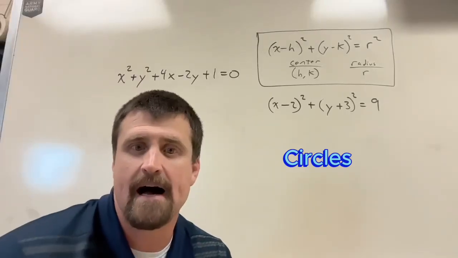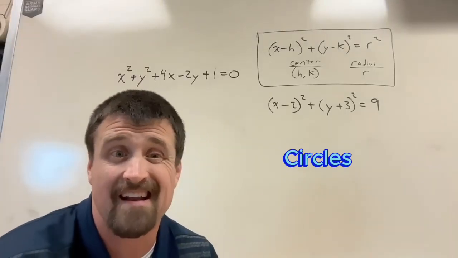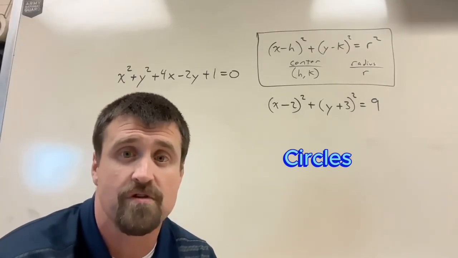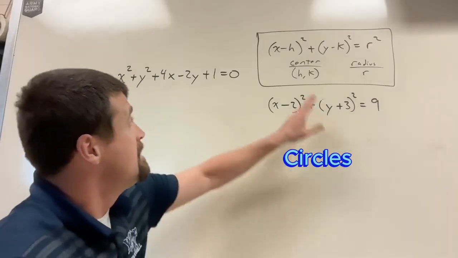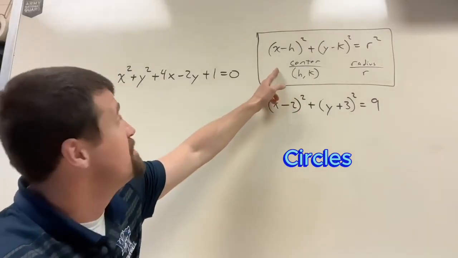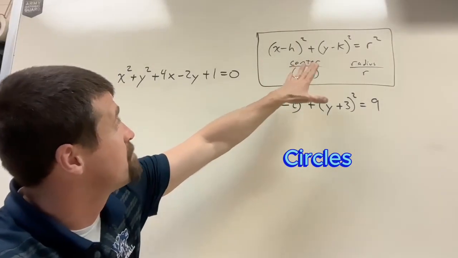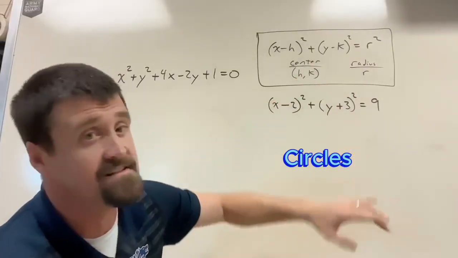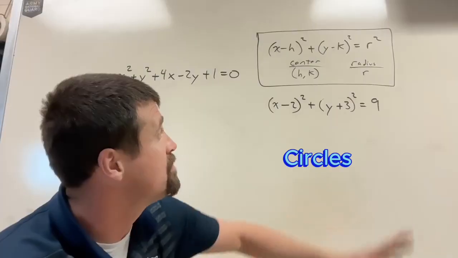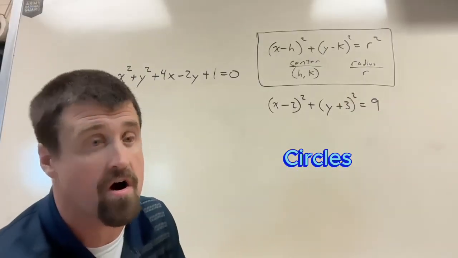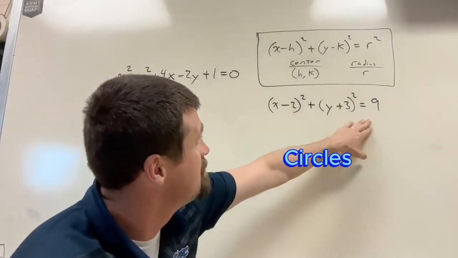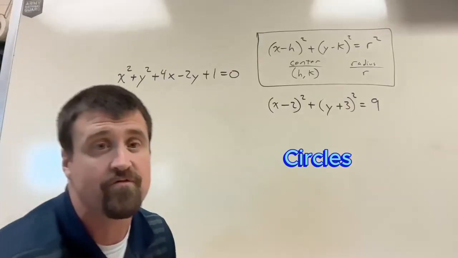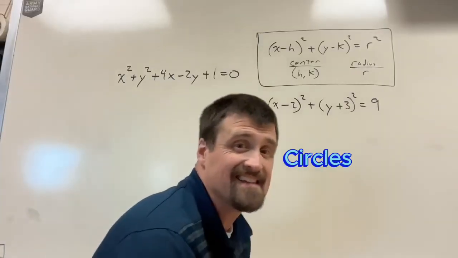Hey guys, in this video we're going to talk about the conic section circles. Circles are about the easiest one. Here's our standard form equation, (x minus h) squared plus (y minus k) squared equals r squared, where (h, k) is the coordinate pair for the center of the circle and the radius is r. So here's an example of an equation for a circle that's already in standard form.